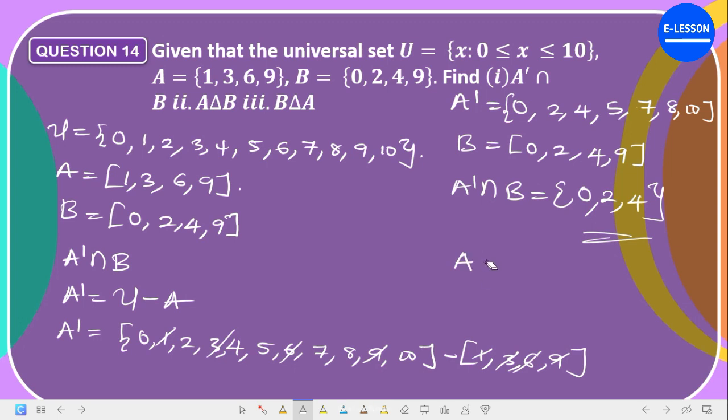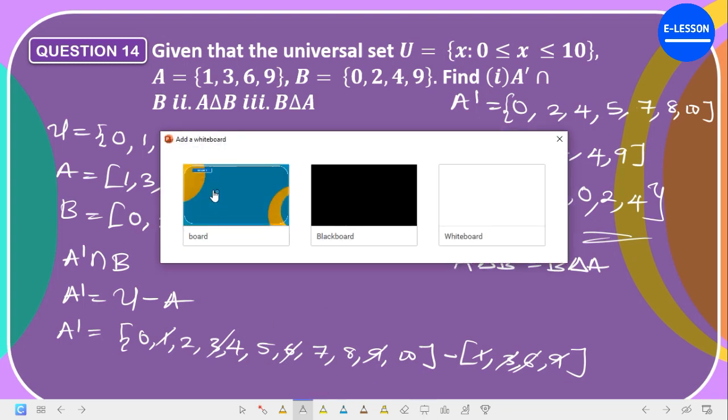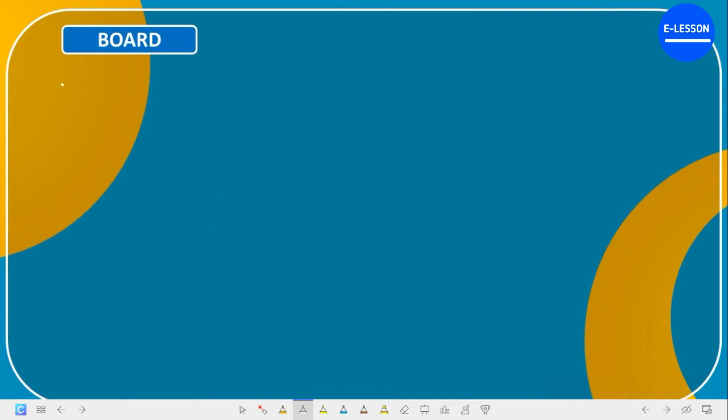Then we have symmetric difference A and B, and B and A. Now note that A with B is the same thing as B with the symmetric difference of A. So anything you have here, A symmetric difference B must be equal to B symmetric difference A. Now the question is, what is the symmetric difference? Now symmetric difference A and B is given by the expression A minus B union B minus A.